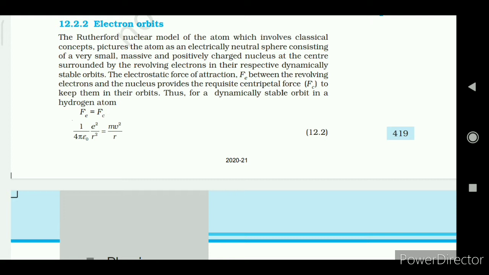closed orbit around the nucleus. I'm skipping example 12.3 for you to solve later, or you can pause the video and solve it right now.